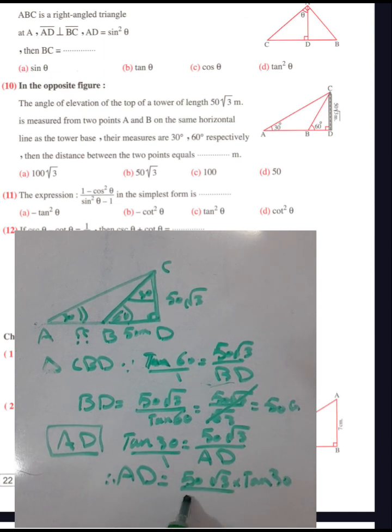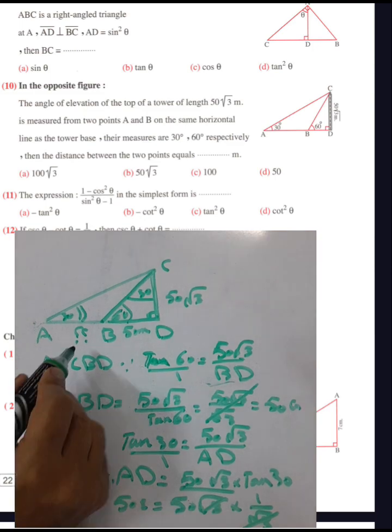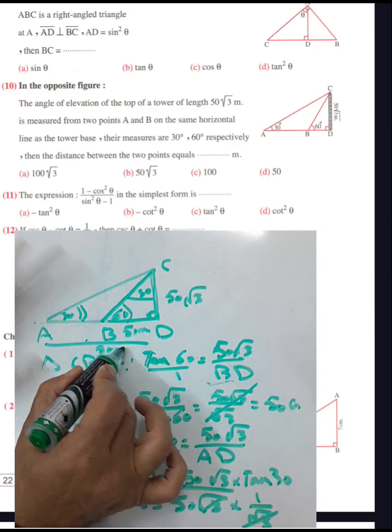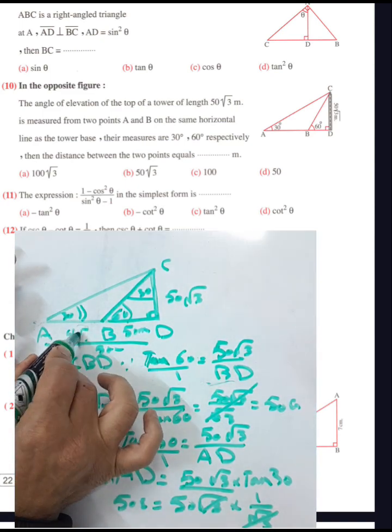Then 50√3 product by tan 30, it will be 1 over √3, cancel them. Then ED will be 50 centimeters. It was the side length here, 50. 50 minus 5, it will be 45 centimeters.